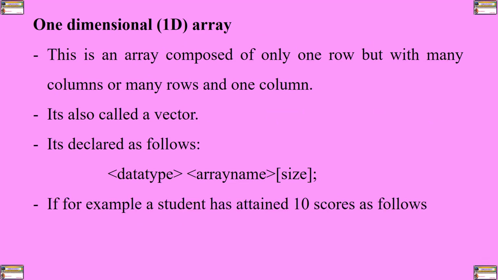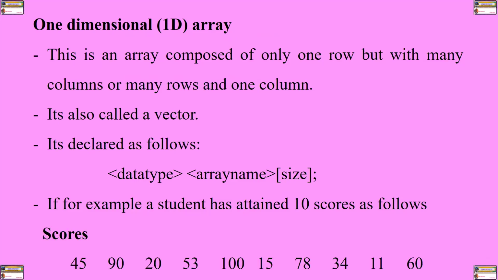If, for example, a student has scored 10 scores as follows: 45, 90, 20, 53, 100, 15, 78, 34, 11, and 60, meaning that these are scores attained by a student either in the same subject but several exams, or these can be scores of 10 examinations taken by the candidate.